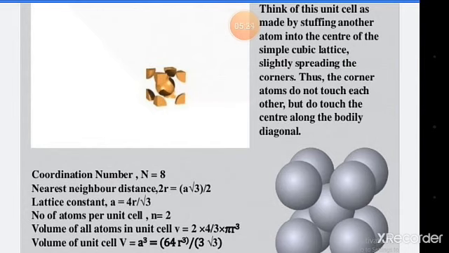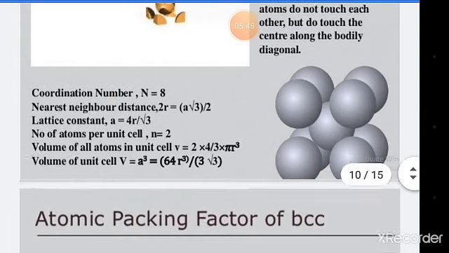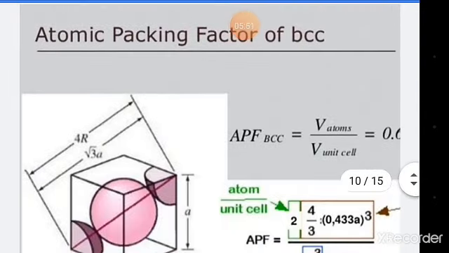Number of atoms per unit cell is equal to 2. Volume of all atoms in the unit cell is equal to 2 into 4 by 3 pi r cube. Put the value of r in the above equation. We can find the volume of atoms. Atomic packing factor of BCC. The value is 0.68. The atoms are more closely packed in comparison to the simple cubic system.